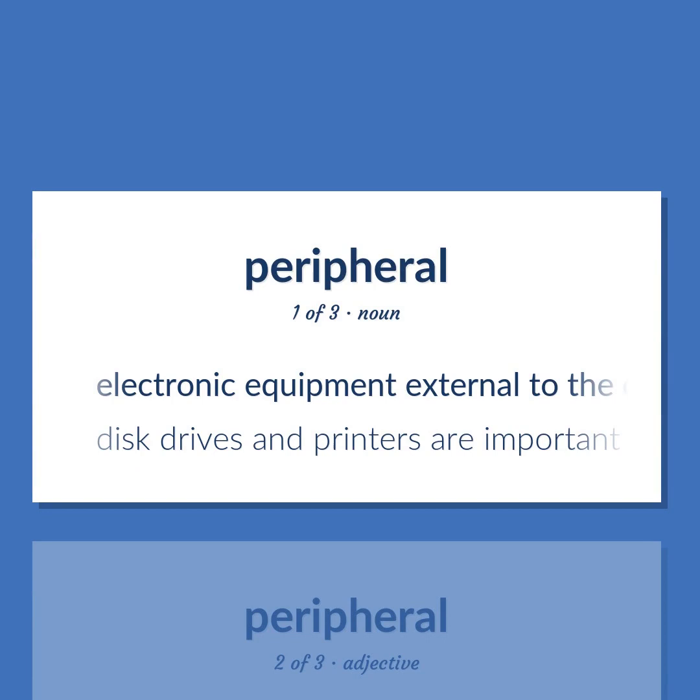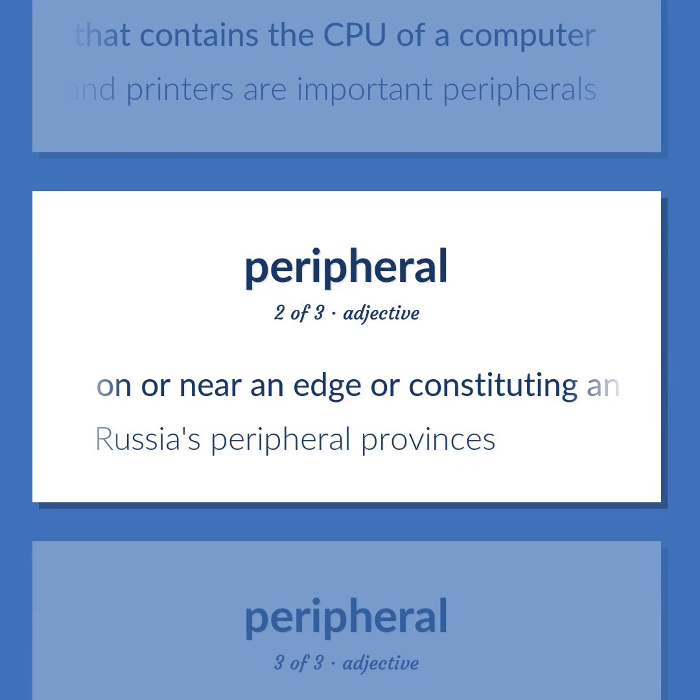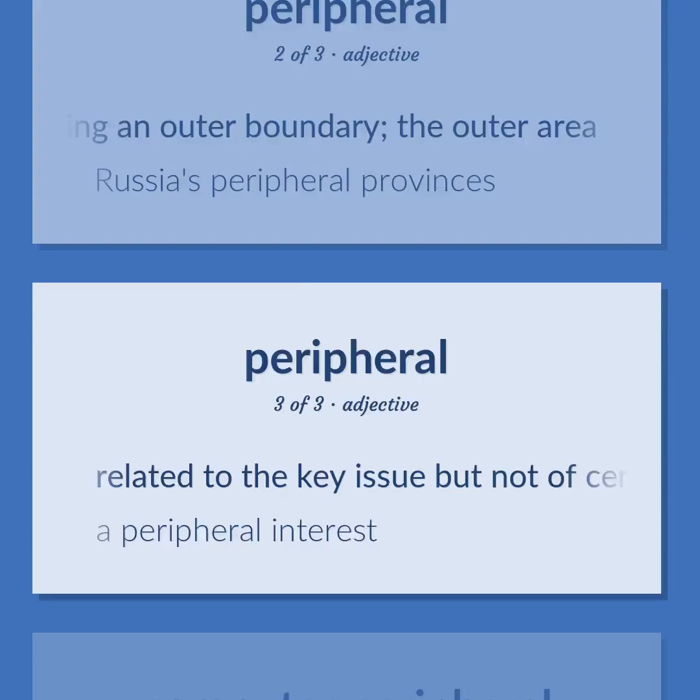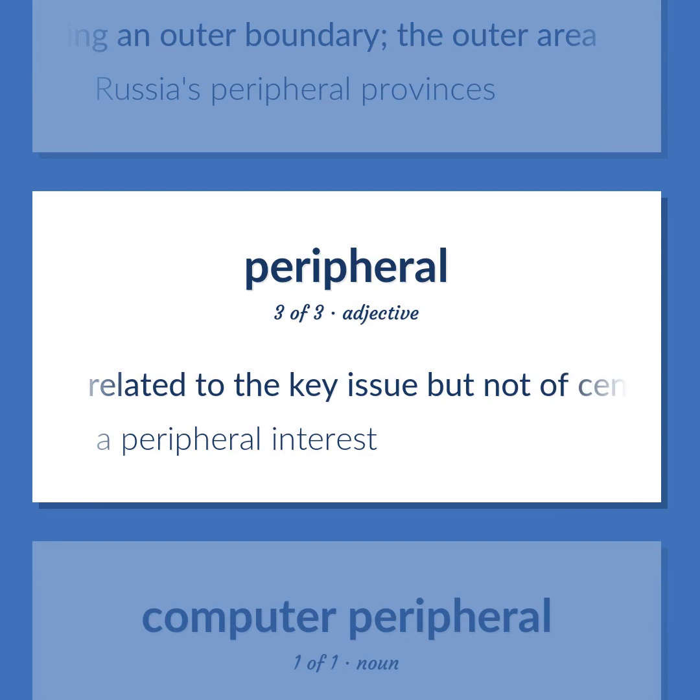Peripheral. Electronic equipment external to the circuit board that contains the CPU of a computer. Disk drives and printers are important peripherals. On or near an edge or constituting an outer boundary, the outer area. Russia's peripheral provinces. Related to the key issue but not of central importance. A peripheral interest.